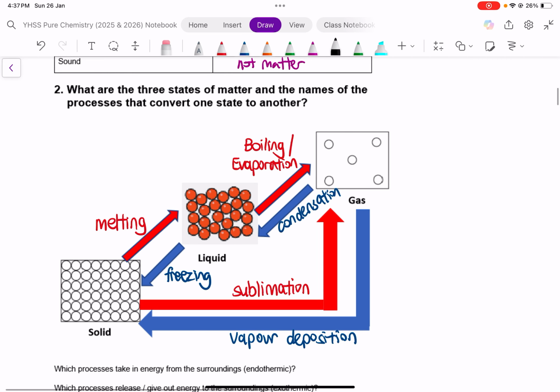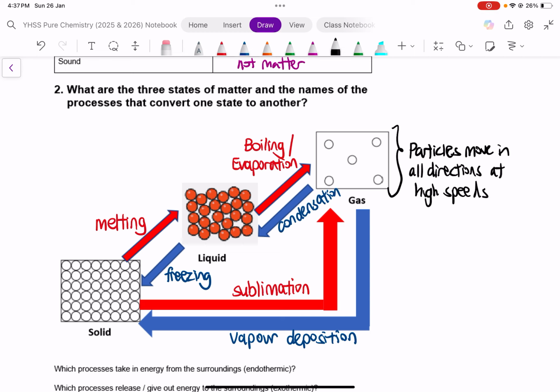At lower sec, when you studied the particulate model of matter, you also learned how to describe the arrangement and movement of particles in each state. In particular, the particles in a gas move in all directions at high speeds. On the other hand, particles in a solid vibrate about fixed positions.